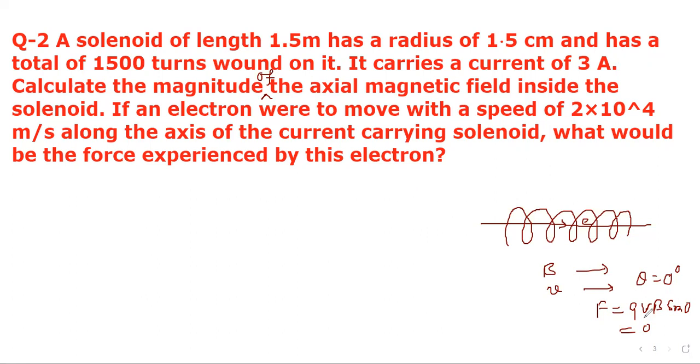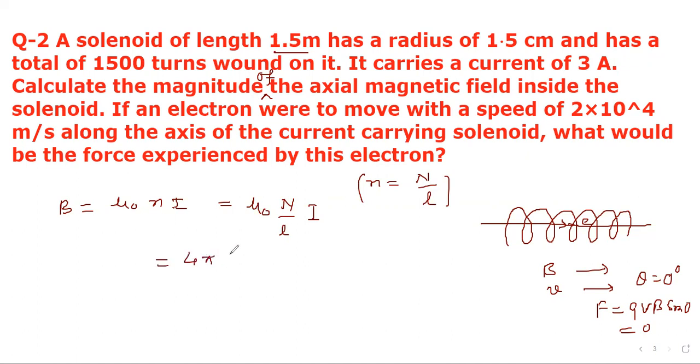Now let's consider the magnetic field on the axial line inside the solenoid. So we know the formula for the magnetic field inside the solenoid, B equal to mu naught n i, where n is the number of turns per unit length. So here the length of the solenoid is also given. So total length is 1.5 meters. So we can write n as capital N upon L. So it will become mu naught capital N upon L times I.